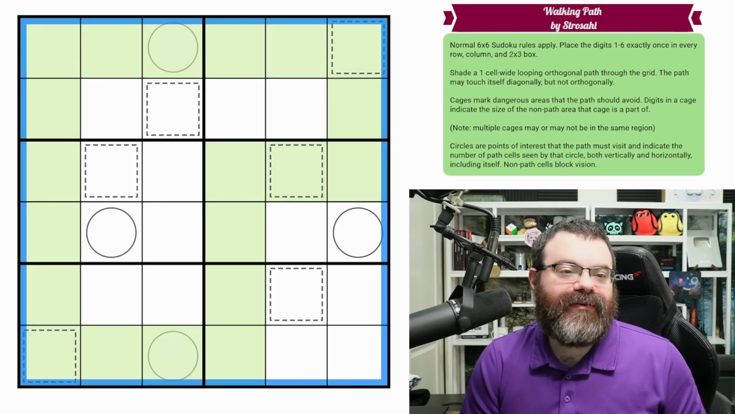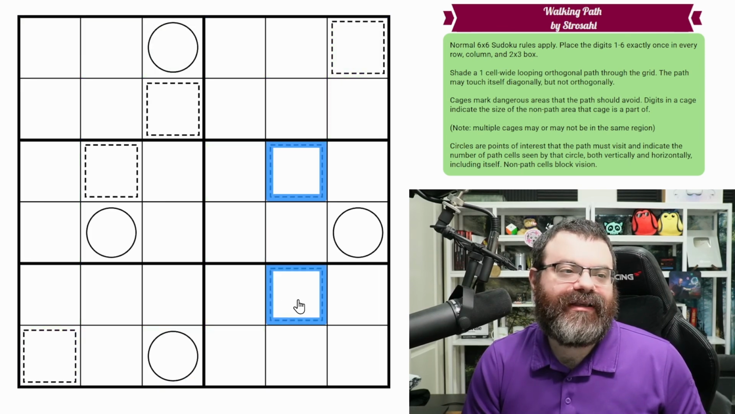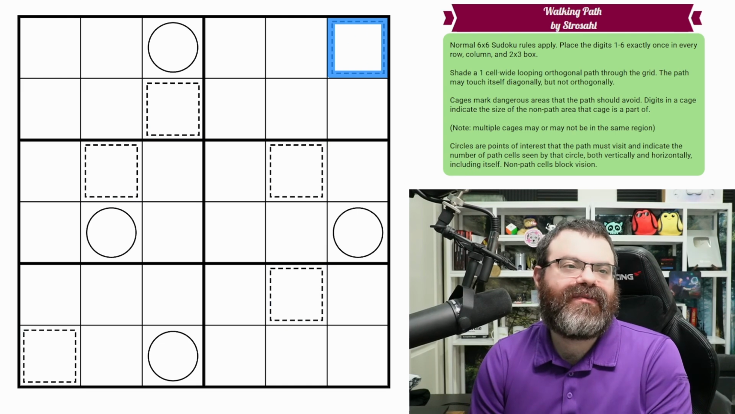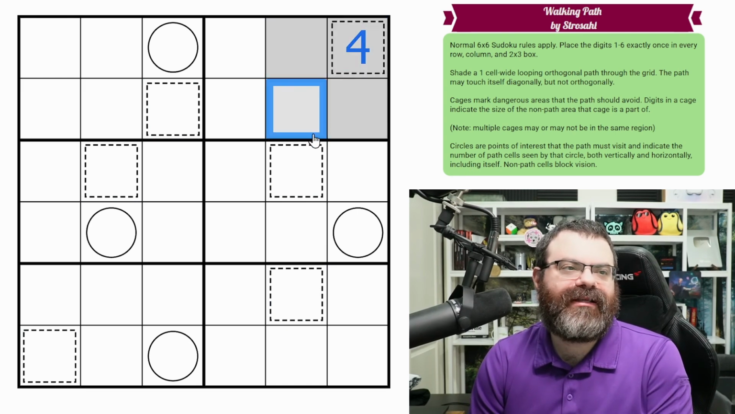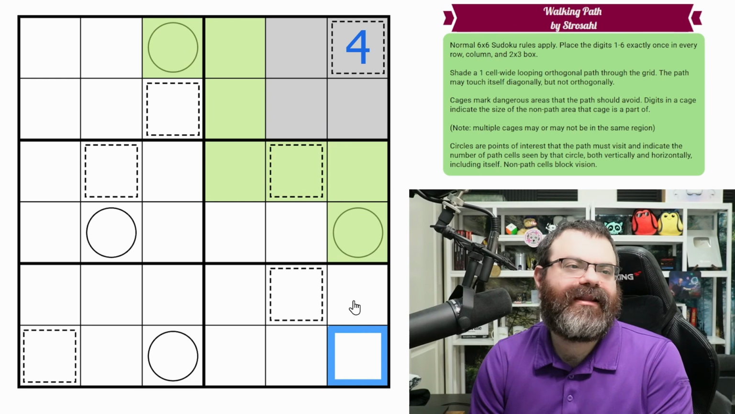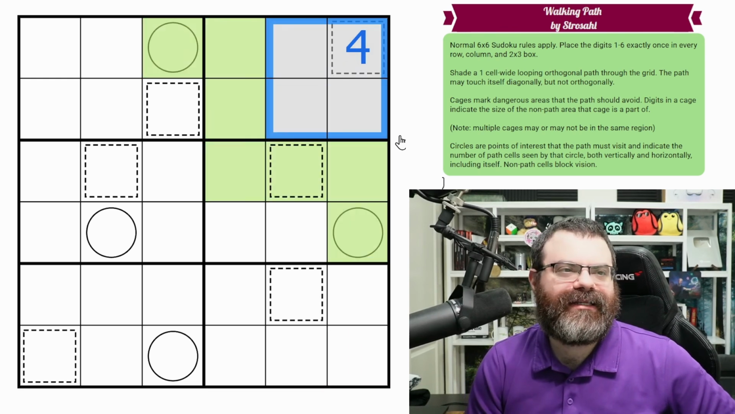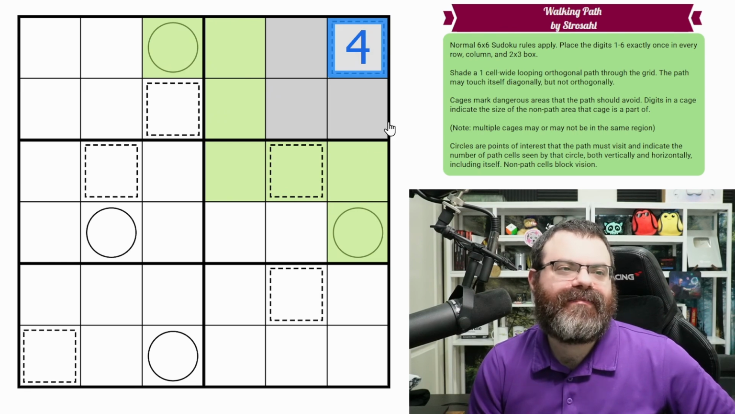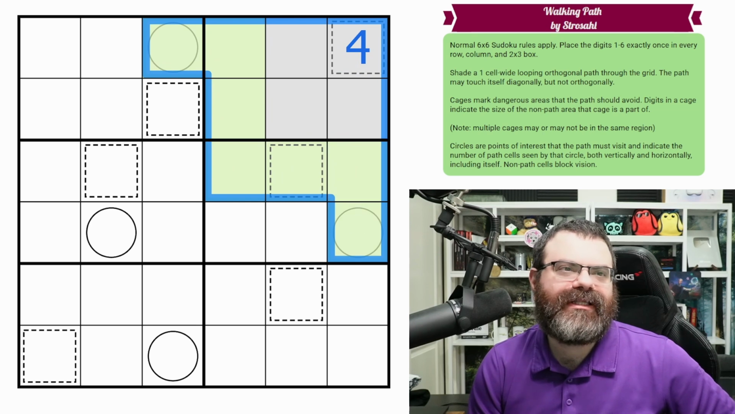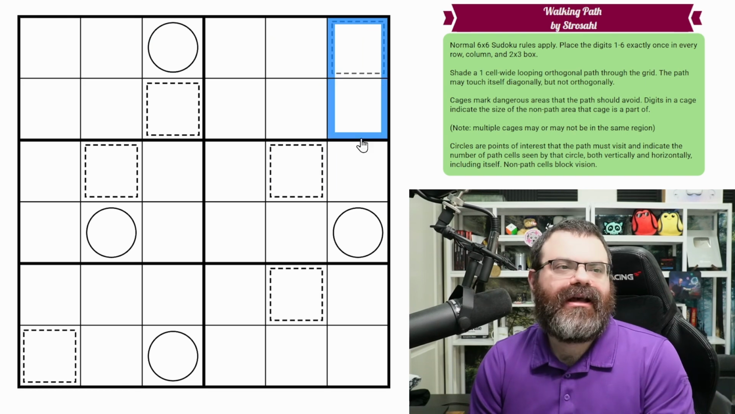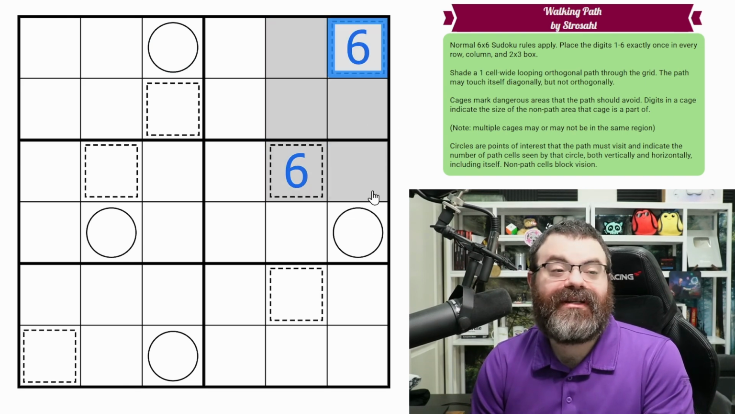All right. Now, cages are dangerous areas that are never looped. The loop never visits them. And digits in a cage indicate the size of the non-path area that the cage is part of. So let's say this was a 4. Maybe these are the non-path, and so the path does something like this, right? So you can see the path is demarcating a non-path area here that's orthogonally connected, and the cage in there then has to be a 4. That's just part of the rules. It's the size of its area.